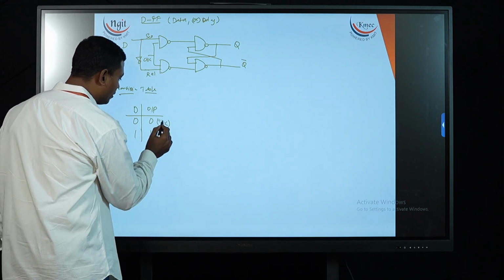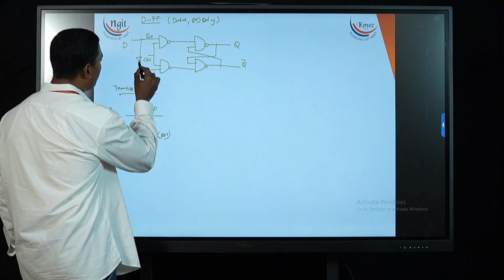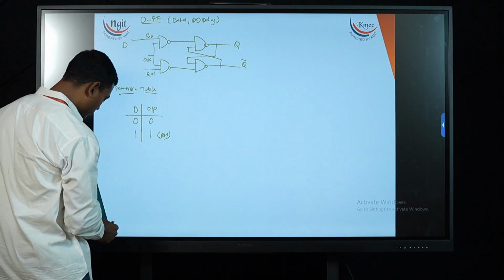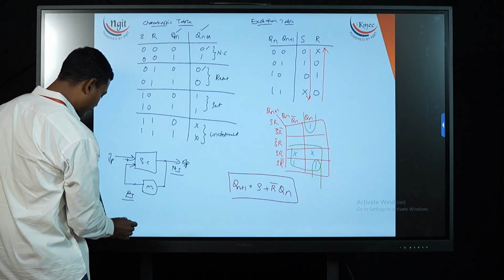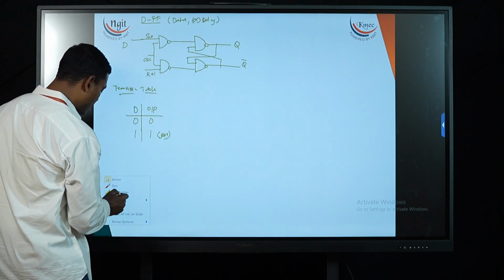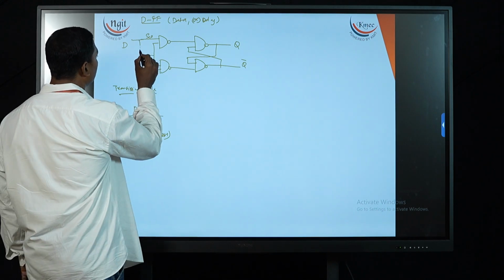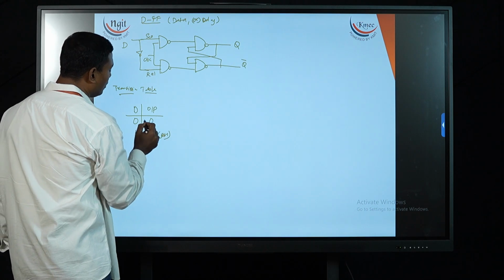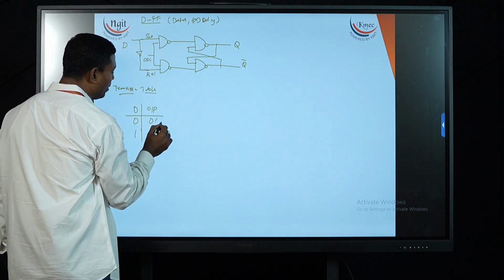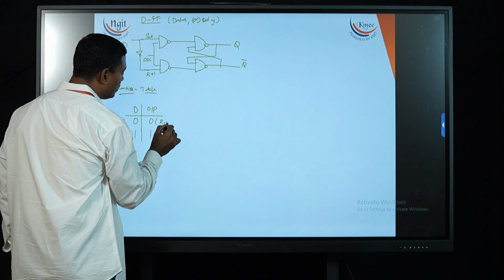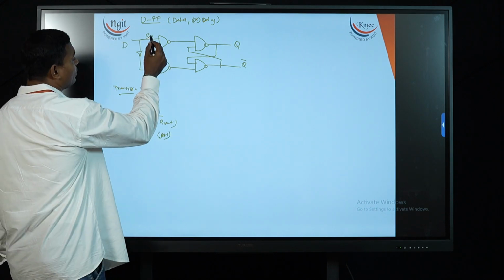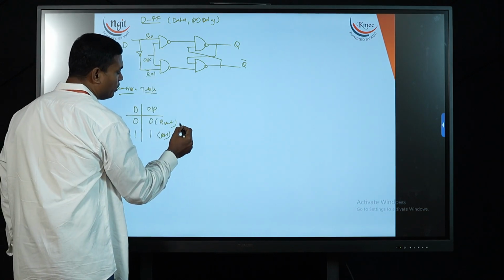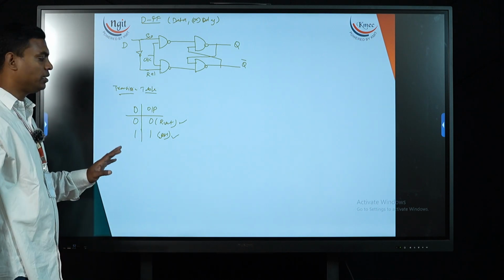reset operation. Sorry, I am removing this thing. I am removing this thing also. I will add one NOT gate here. This is a NOT gate. Now this is 0 and 1, which is giving me a value called reset. For 1, it is 1 and 0, that is set state. So reset state and set state are my transition table.